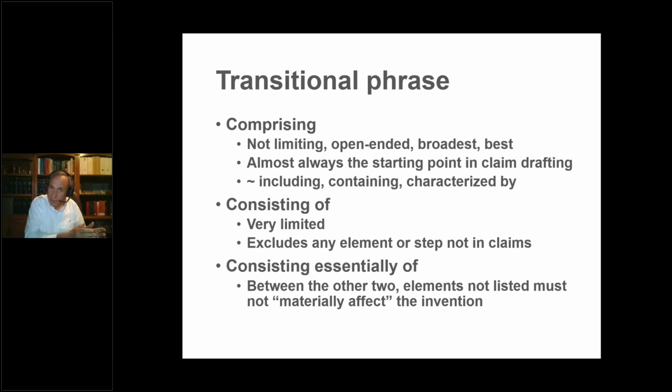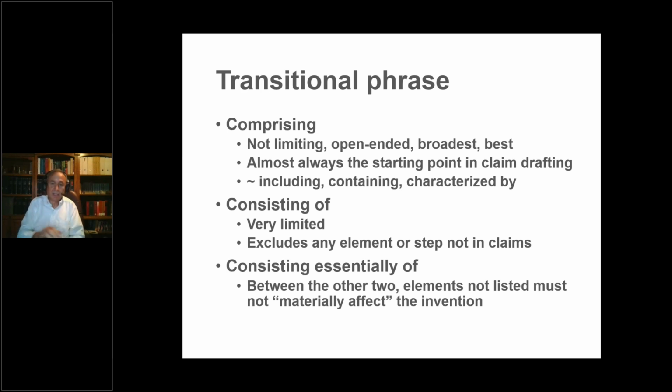Now, consisting of is the opposite. It means this and no more. The other term, consisting essentially of, is a gray area term, and people avoid it because it means it's the same as what I've listed here, but you can add little things to it that don't materially affect the invention. And it's just a recipe for a lawsuit, in my opinion. But sometimes people will accept it because it's the only thing they can get.